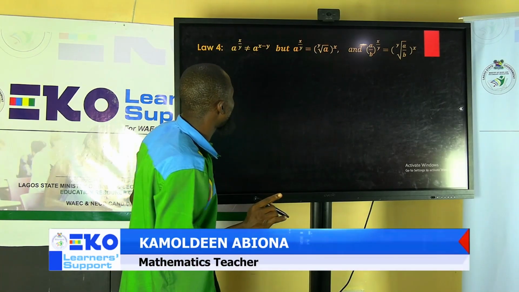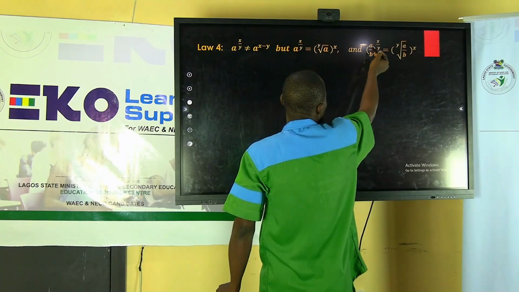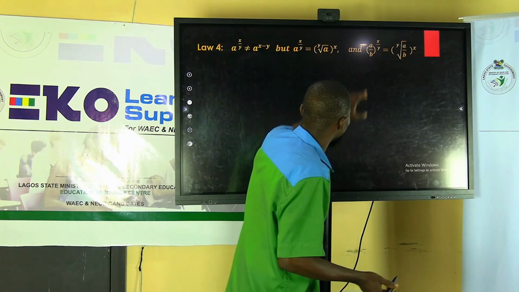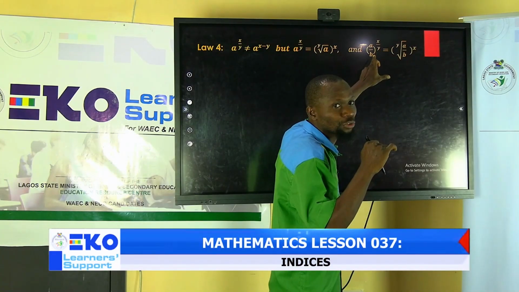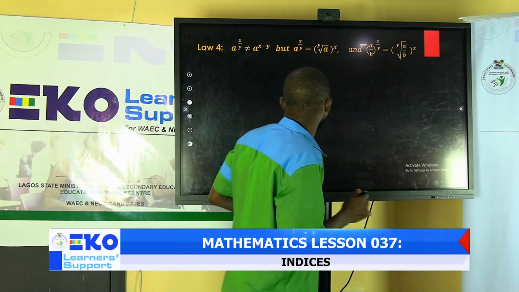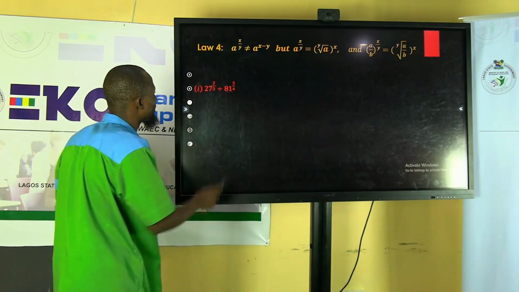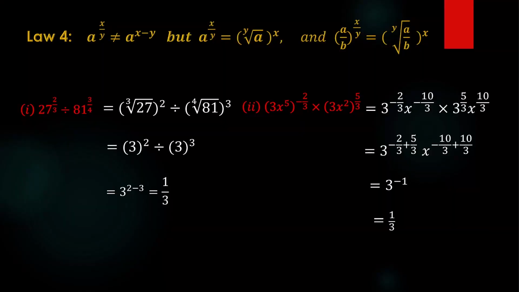Is that clear? So the same thing here. Even if you have a fractional base and a fractional power, it's still the same thing. The denominator is the what? It is the root. And the numerator is the power. So we have this as an example. So how do we do this?